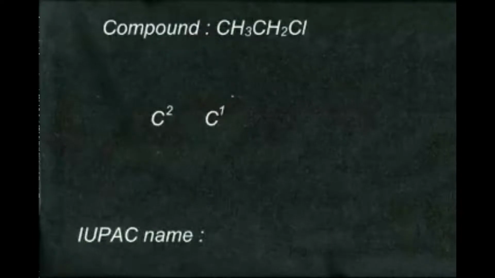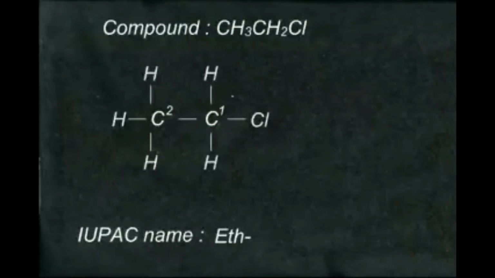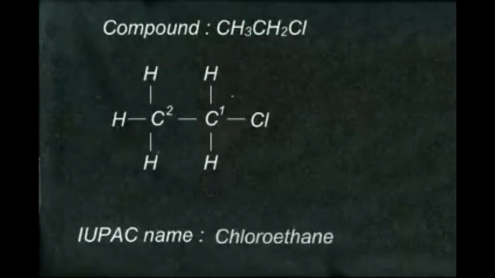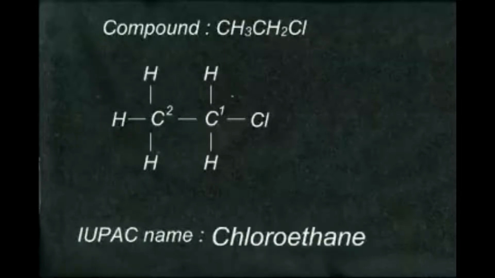So it will be named as eth. Now let's attach the remaining atoms to these carbon atoms. Since the compound is a saturated compound, suffix "ane" will be added to eth. The compound also contains 1 chlorine atom, as you can see. So prefix chloro will come before ethane and the name of the compound becomes chloroethane.